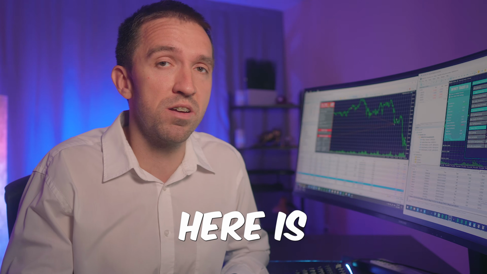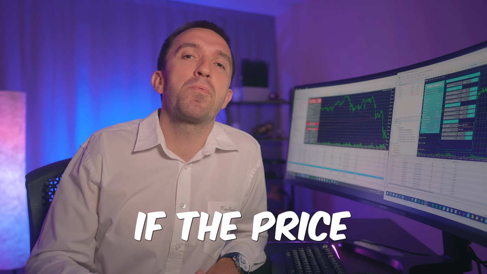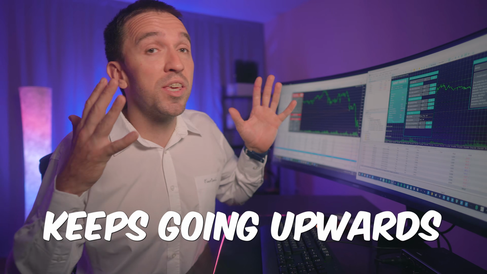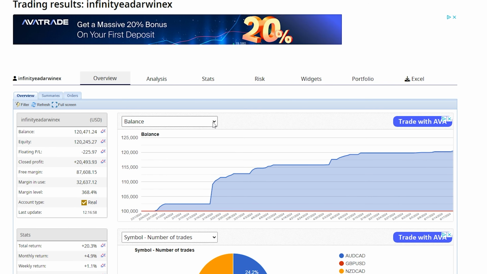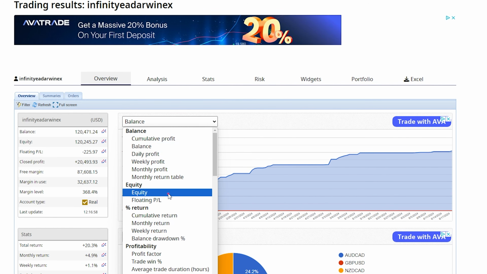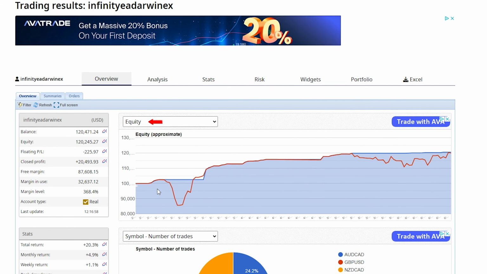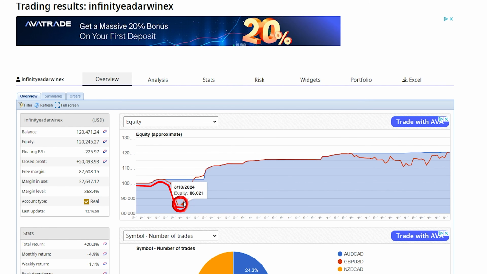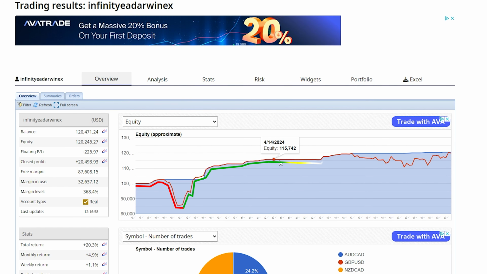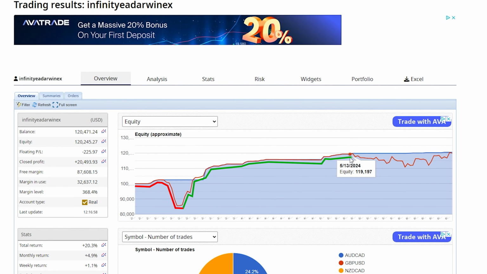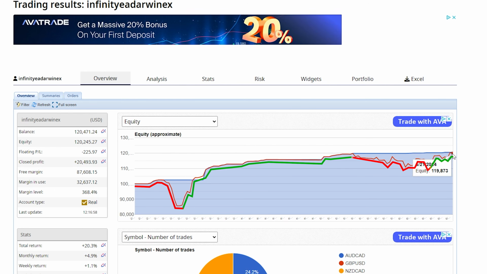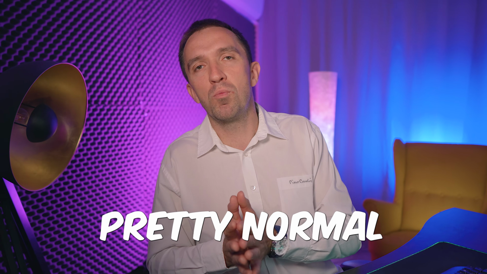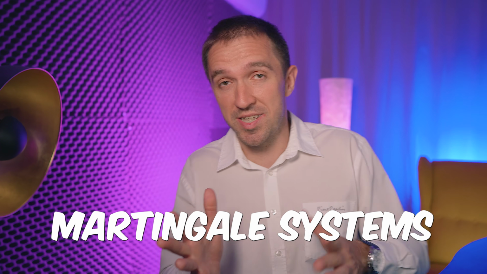So the concern here is what happens if the price of pound dollar keeps going upwards just as the AI tool says. Now that's pretty much the risk in the account that I'm taking, and if I show you the equity, you will see that from time to time there are these drawdowns and the equity was recovered, then the equity and the balance went together until that point, and now there is this floating loss that almost recovered, and this is pretty normal if you use grid martingale systems.